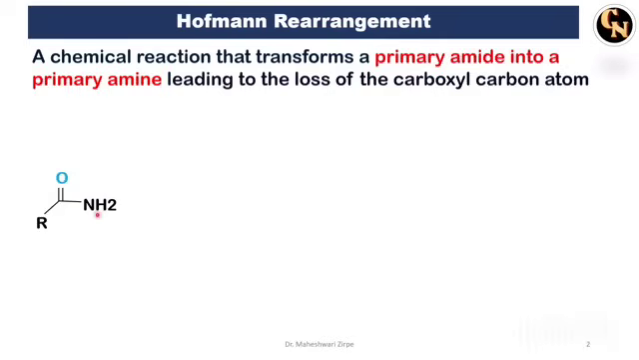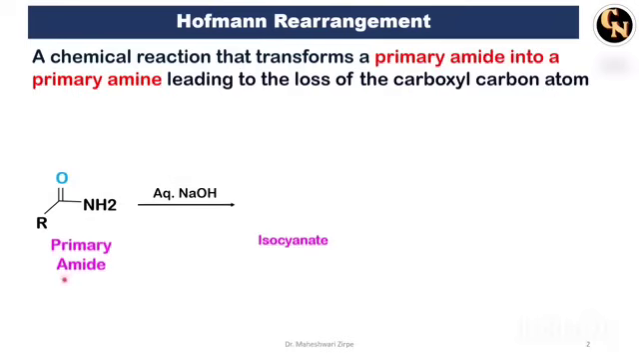So this primary amide is converted into a primary amine, where you will find that the carbonyl group is lost. So whatever product you get will be one carbon less than the starting material. So let us see the reaction.